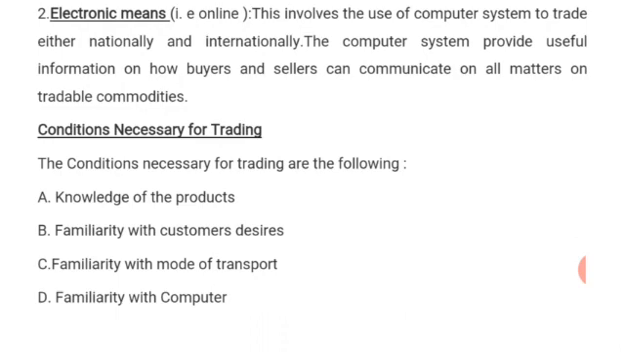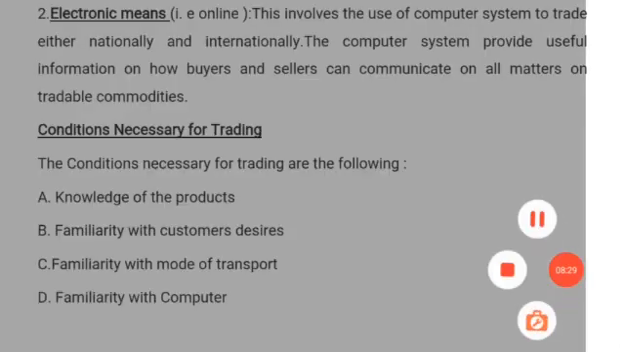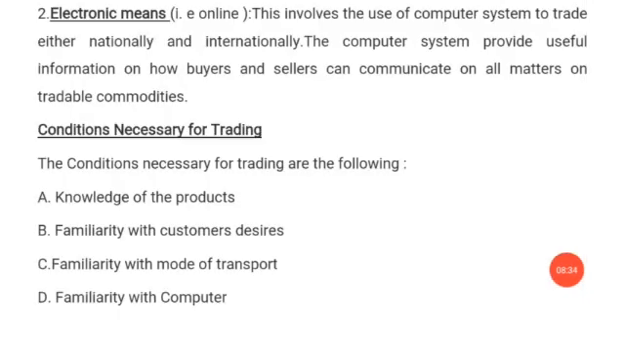Let us now look at conditions necessary for trading. What are the conditions necessary for trading? A, knowledge of the products. Both buyers and sellers must have knowledge of the product they are selling and buying. For example, not every market that one goes to is the same. There are some markets that only sell food items, some markets sell household items, and some markets sell spare parts. So the buyers and sellers must be able to know the type of market they are operating.